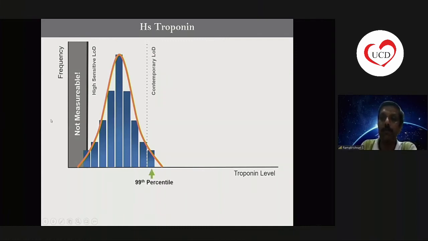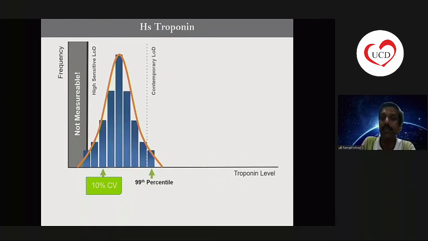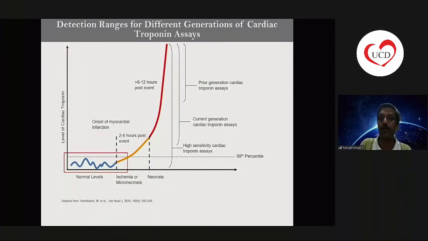So we are able to measure most of the troponin elevation that happens. The 99th percentile is here, and the 10% variability, that is, if it says 0.01, how variable is it, and how much will be 10% variability? That limit has also come down dramatically. So this is actually what makes it troponin.